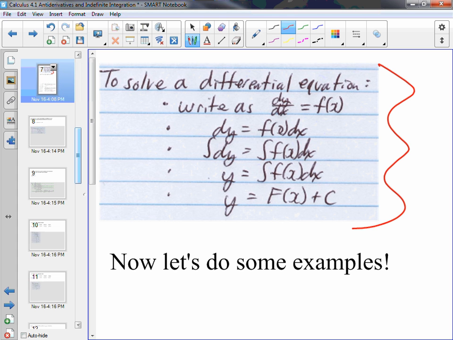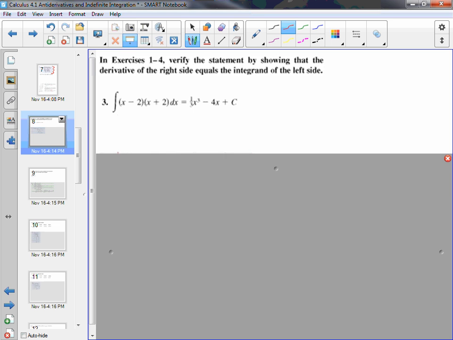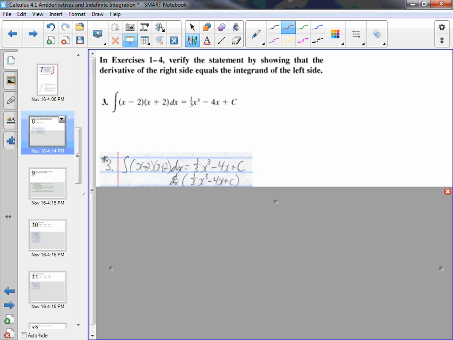Let's begin with number 3 on page 255. It says to verify the statement by showing that the derivative of the right side equals the integrand of the left side. All right, what I want us to do is do what we're familiar with at this point. We know how to find the derivative of the right side, don't we? So let's do that. So let's find the derivative of 1/3 x cubed minus 4x plus c.